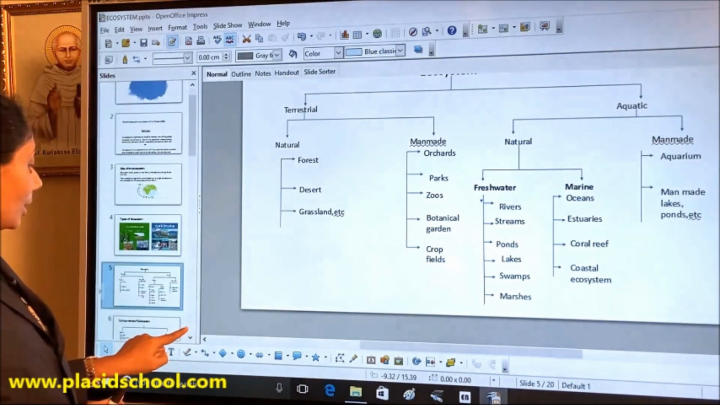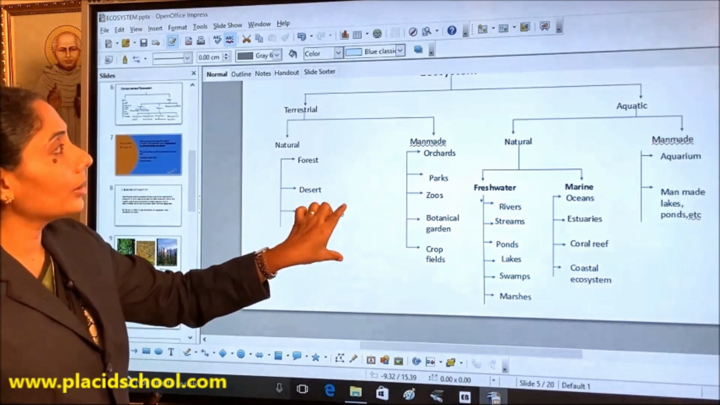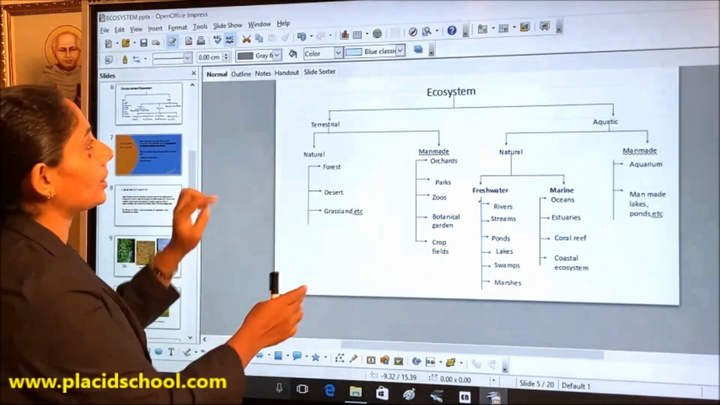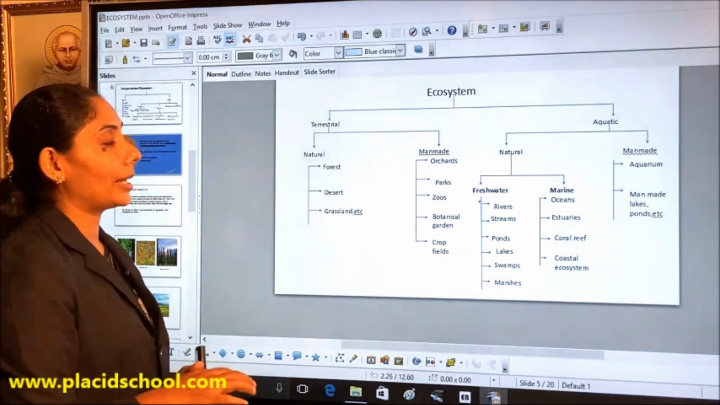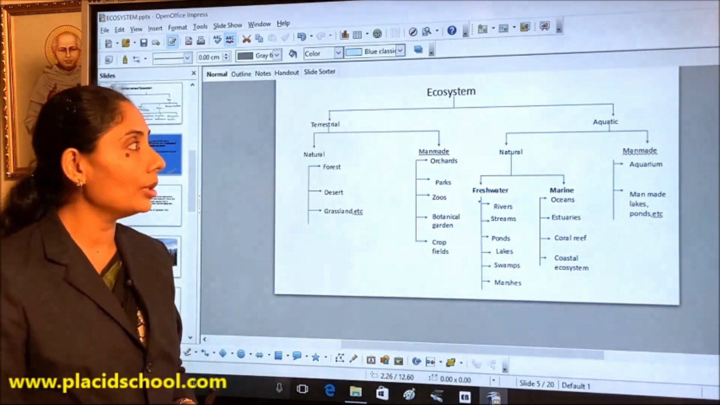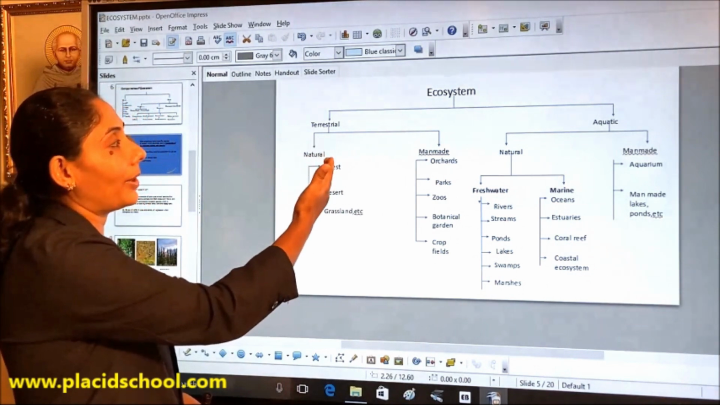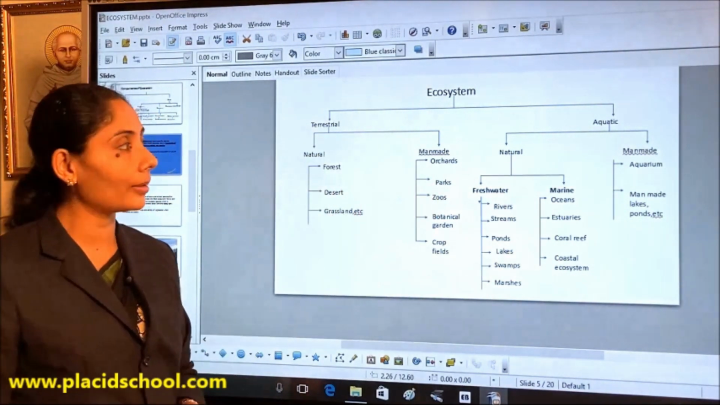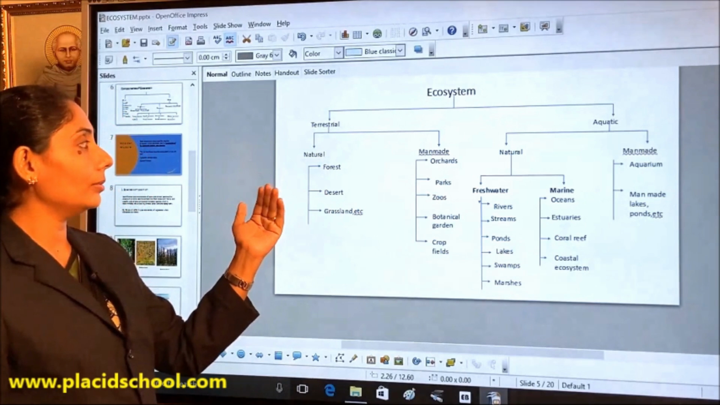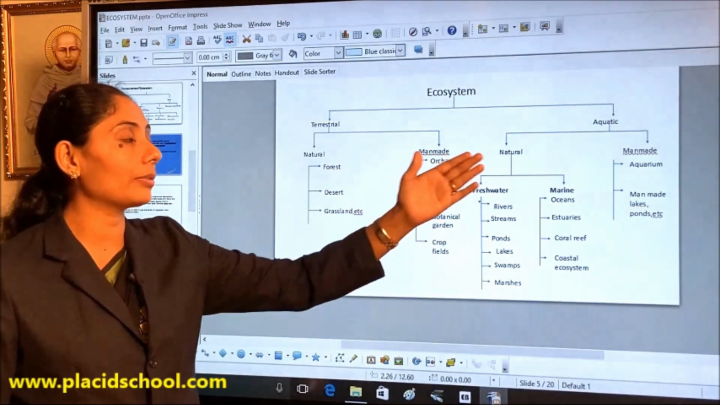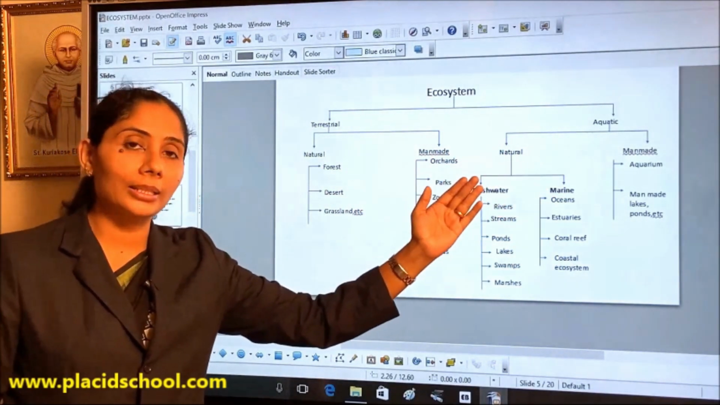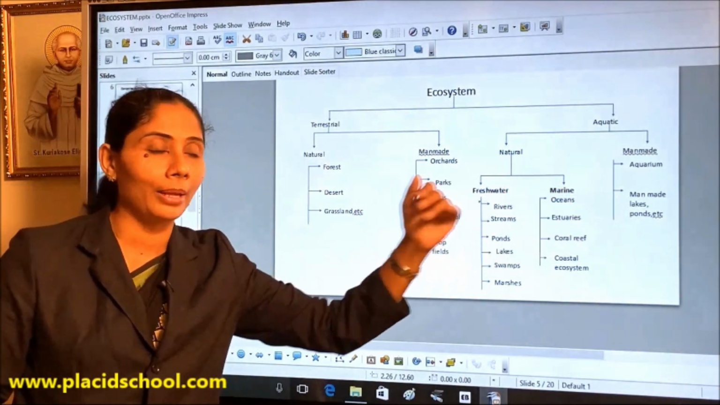Let us go to a much more detailed classification of ecosystem. As I told you in my previous slide, ecosystem can be classified as terrestrial and aquatic. Again, under terrestrial, it can be classified as natural and man-made. Likewise, for aquatic also, it can be classified as natural and man-made.